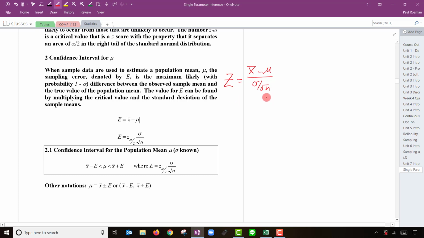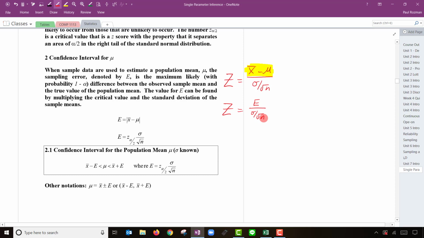Now, if you look at this equation, the numerator of the thing is basically error. It's the difference between what we calculated and what the theoretical value is for the entire population. So the numerator of our good old z-score formula is just error. It's a way to define error.